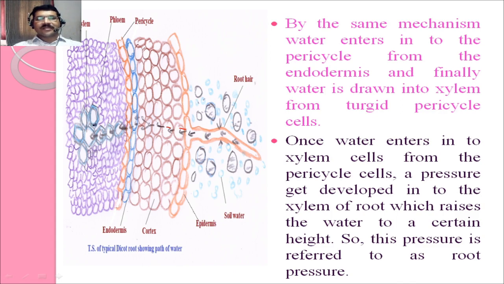So this is the mechanism of water absorption by the process of osmosis. Here in this diagram you can see the clear-cut path of water from the soil to the xylem, and how water is transferred from the soil to the upper part of the plant. So this is the phenomenon of osmotic water absorption.